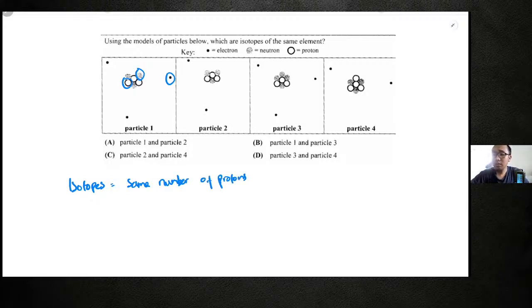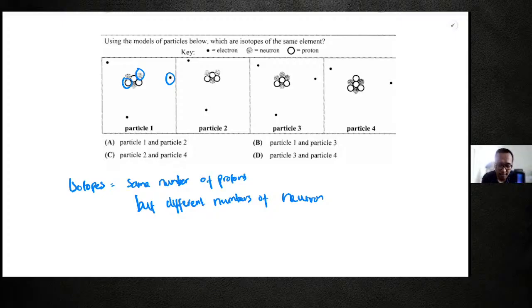Same number of proton, but different numbers of neutron. So by this definition, we can solve this problem very easily. As I mentioned, as long as we understand the definition of isotope, we can solve this problem easily.